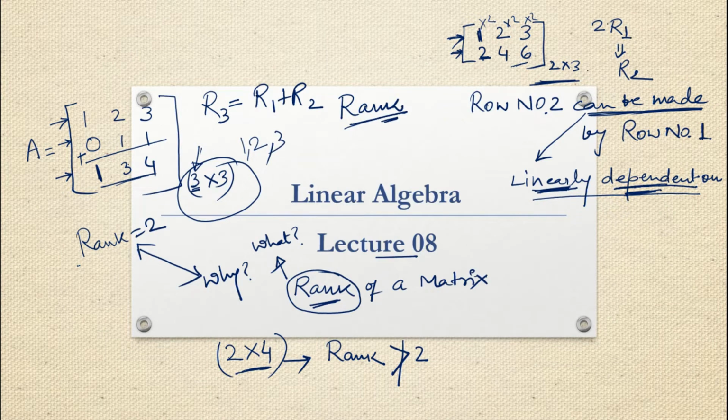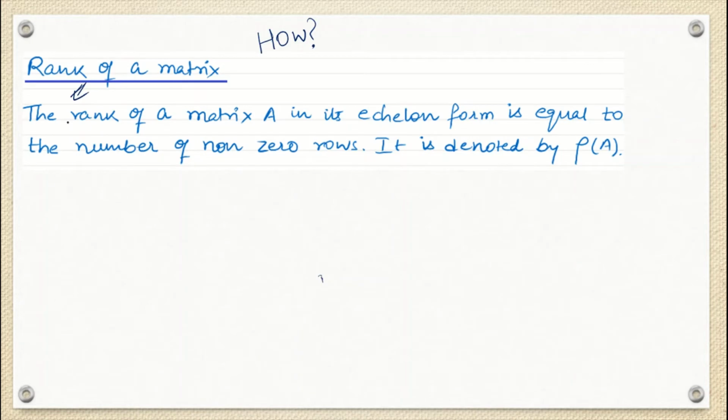Fine. So this was the concept of rank, what is rank and why we want to find the rank of a matrix. Now we are going to see how to find the rank of a matrix. This is the definition: the rank of a matrix A in its echelon form. Echelon form we discussed last class only. In the echelon form, the rank of a matrix is equal to the number of non-zero rows, and this is denoted by rho A.